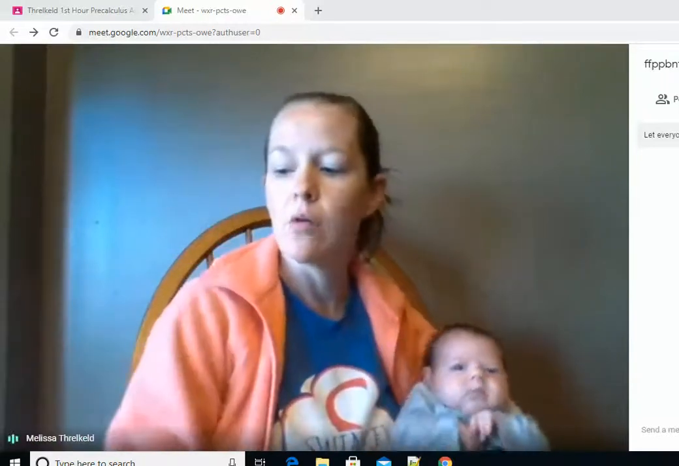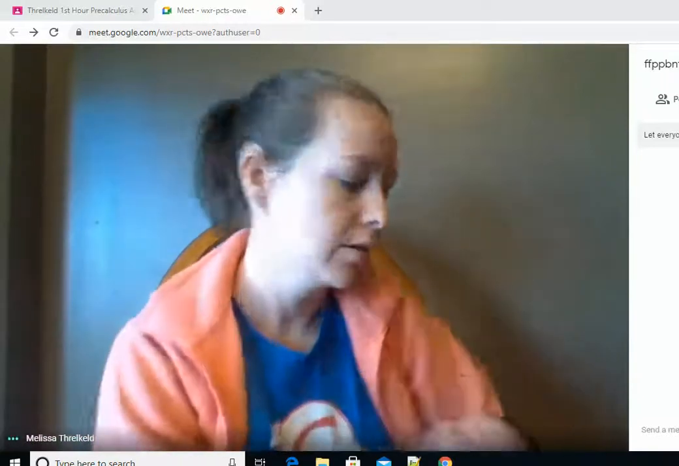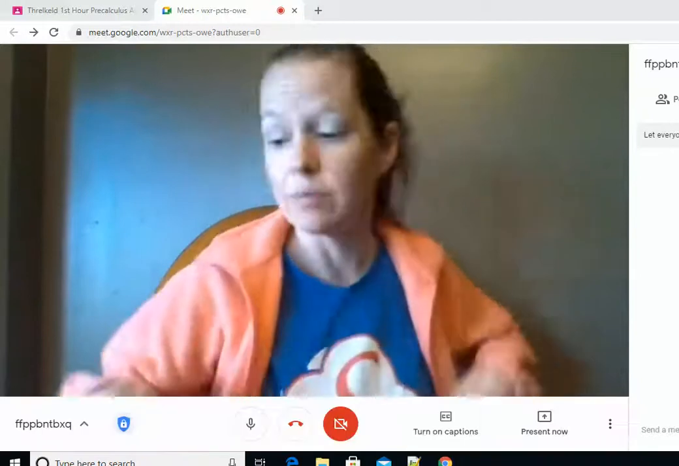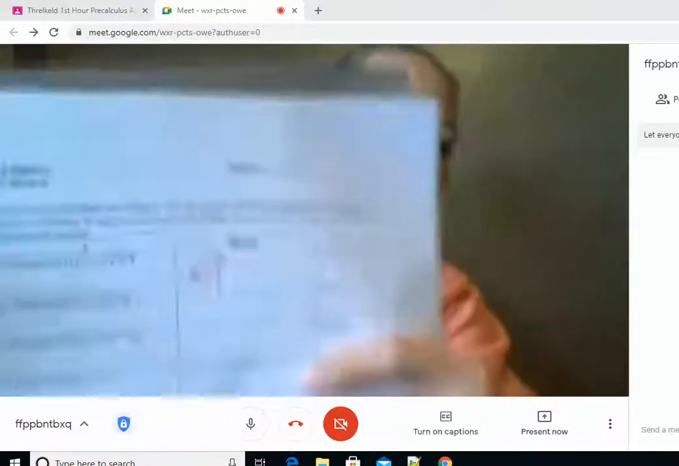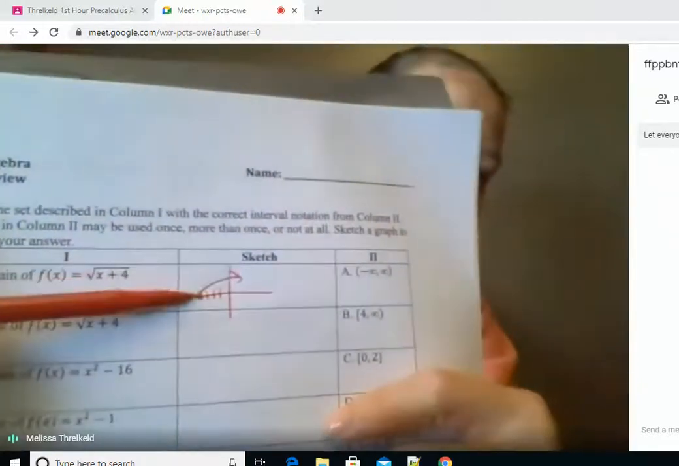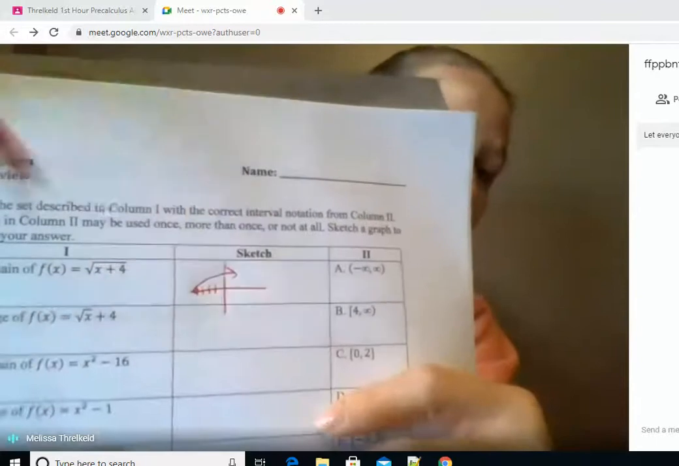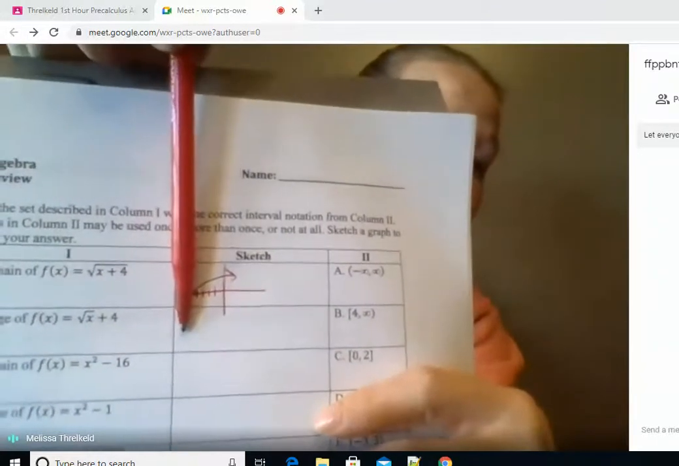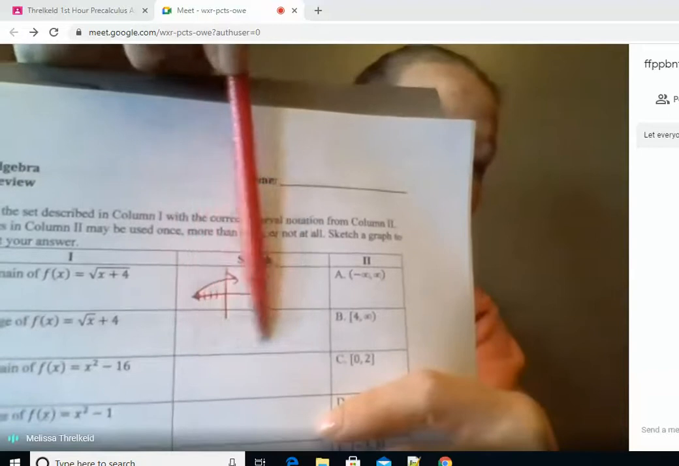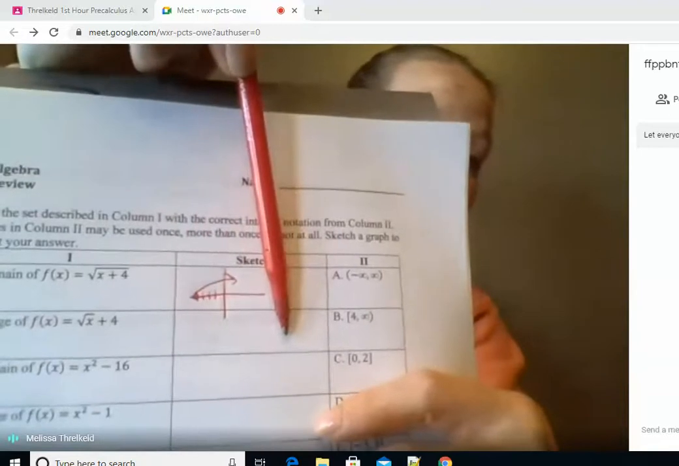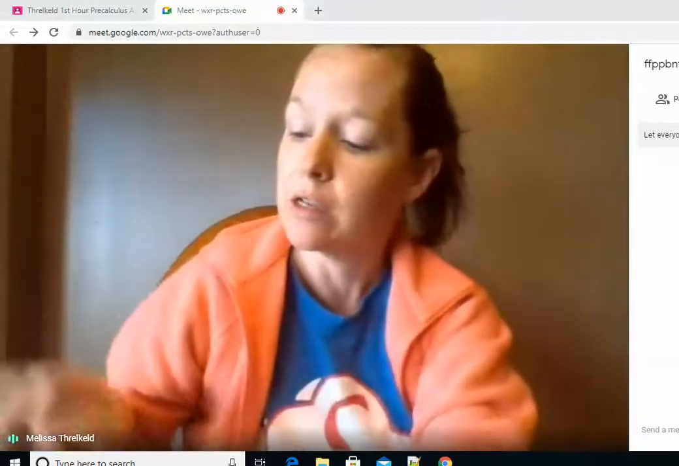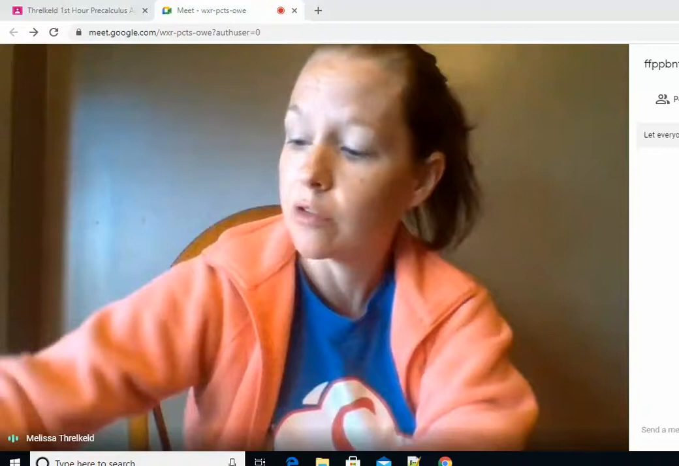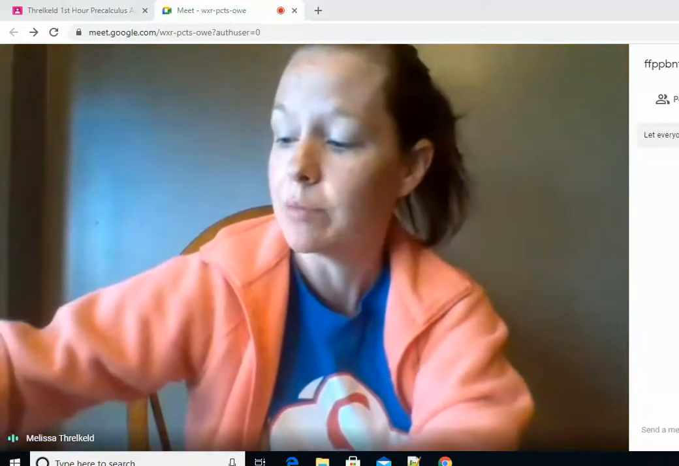Okay, so when I say the domain, I'm talking about your possible x values. And so if I'm looking at x, I'm going from left to right. So if I'm moving from left to right, the first x value I hit is -4, and then it keeps going forever in the positive direction. So it starts at -4 and goes to infinity. So the correct answer for that one would be H.